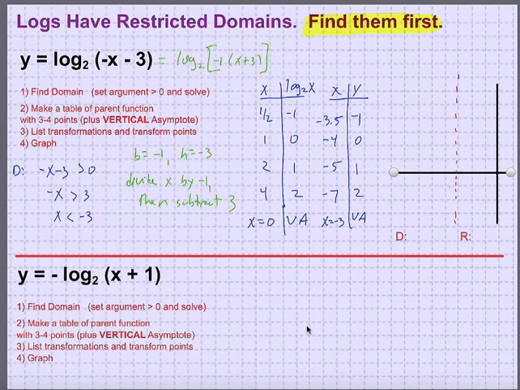-3.5, -1, -4, 0, -5, 1, -7, 2. And there you can see the steepness that slows down as x moves backwards. I missed, so I'm going to try that. The domain we already said is x is less than -3, and the range of a log is always all real numbers.